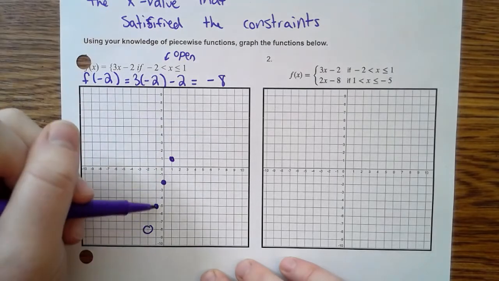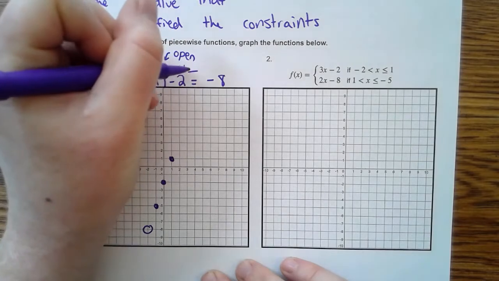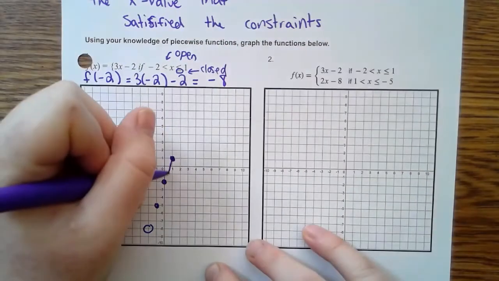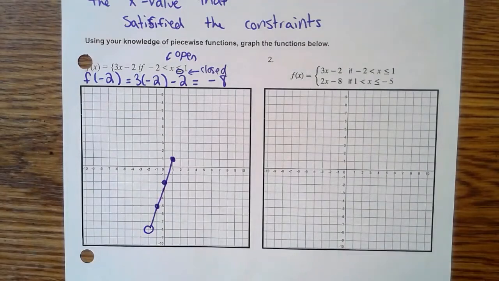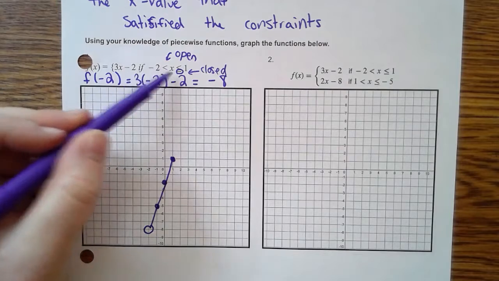We got that. There's 1, 2, 3, 4 points total. This gets a closed circle because of that. And this is what the graph looks like. It doesn't extend further. That's it. No arrows, nothing. There are no arrows because I'm constrained by my x values.